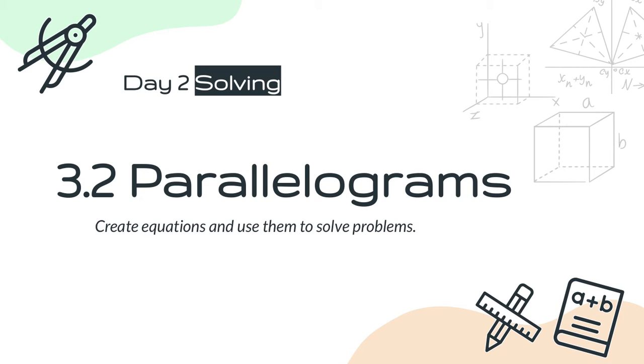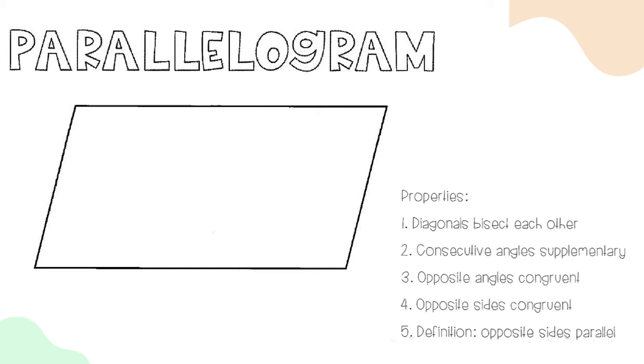Today we are going to continue talking about parallelograms, but we are going to focus on using the properties to tell us how to write the equations and therefore how to solve for missing variables. So before we begin though, let's make sure that we review our properties of parallelograms. So we know in our parallelograms that there are 5 properties that are true.